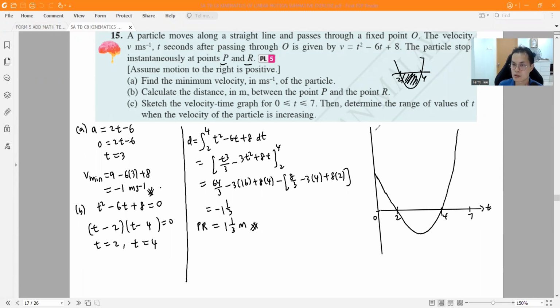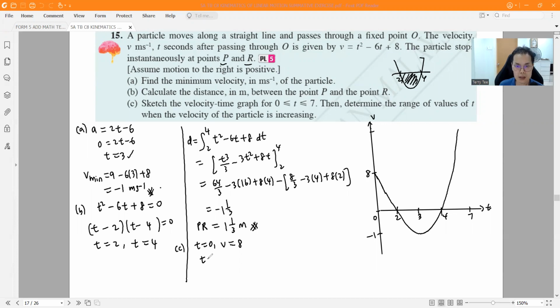T here. Okay, we need to find a couple of things. Number one, we know the turning point is at t equals 3. Minimum is -1. We already know all this. Initial velocity we can find when t is 0. What's your v? Sub t equals 0 inside, v is 8. So this is 8.